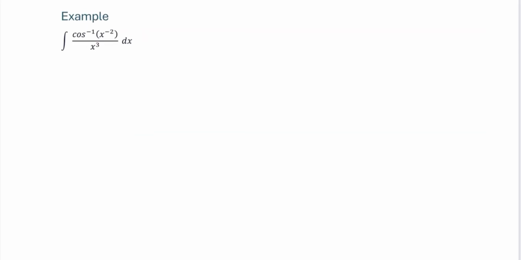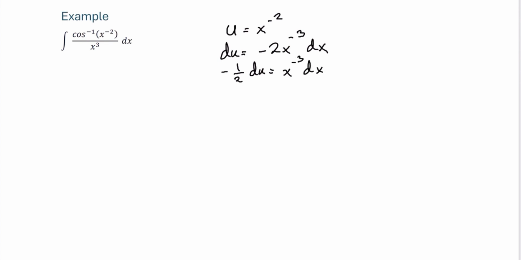In this example, we will start by making a u substitution. Let's let u be x to the negative 2. Then du is negative 2x to the negative 3 dx. If we divide by negative 2, we get negative 1/2 du equals x to the negative 3 dx. Now going back to the original, we can now rewrite it. We'll pull the constant out front, integral of inverse cosine u du.